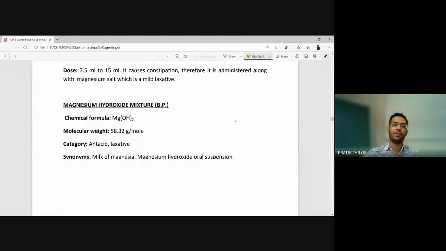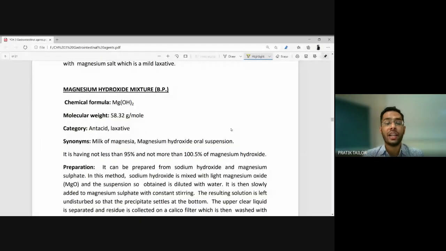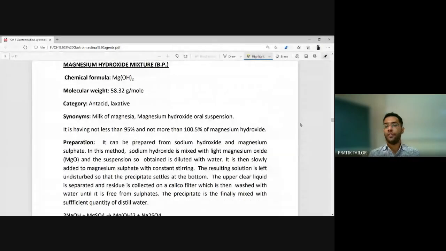Next monograph is magnesium hydroxide mixture. We are revising this. Okay, do remember that is why we are moving a little faster. So we are learning this magnesium hydroxide monograph. Okay, it is also known as milk of magnesia, or magnesium hydroxide mixture.